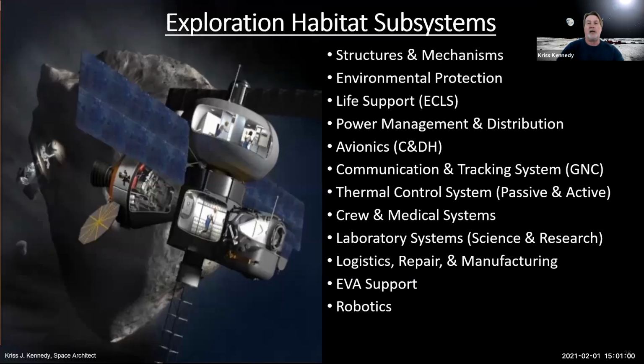So when talking about exploration habitat subsystems, these are the typical subsystems that you would be including: structures and mechanisms, environmental protection, life support, power management and distribution, avionics, C&DH, communications and tracking, thermal control systems, crew and medical systems and bays, laboratory, science and research areas, logistics, repair and manufacturing area support areas, EVA, and robotics.